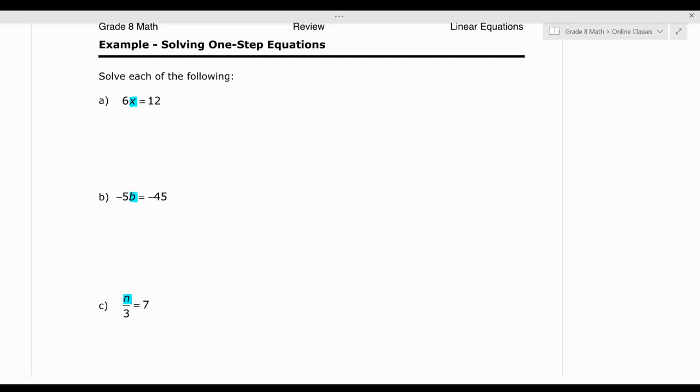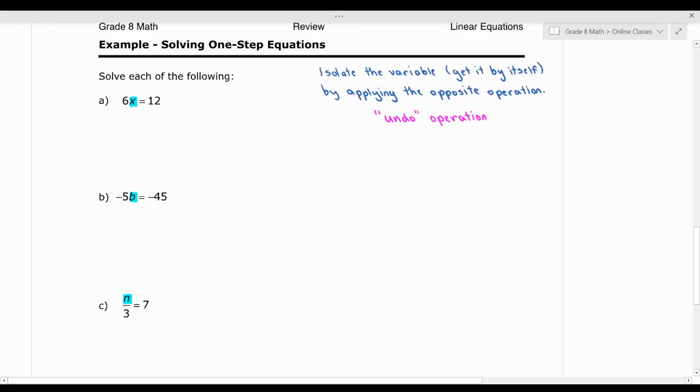All right, so I'm going to think about if I'm going to go 6 times x, this is being multiplied, right? So what happens, you apply the opposite operation. So maybe I'll add a little note here. What we want to do is we want to isolate the variable. That's a fancy way of saying get the variable by itself. So I want to get the letter by itself either on the left-hand side or the right-hand side. It doesn't matter. And to do that, we're going to apply the opposite operation.